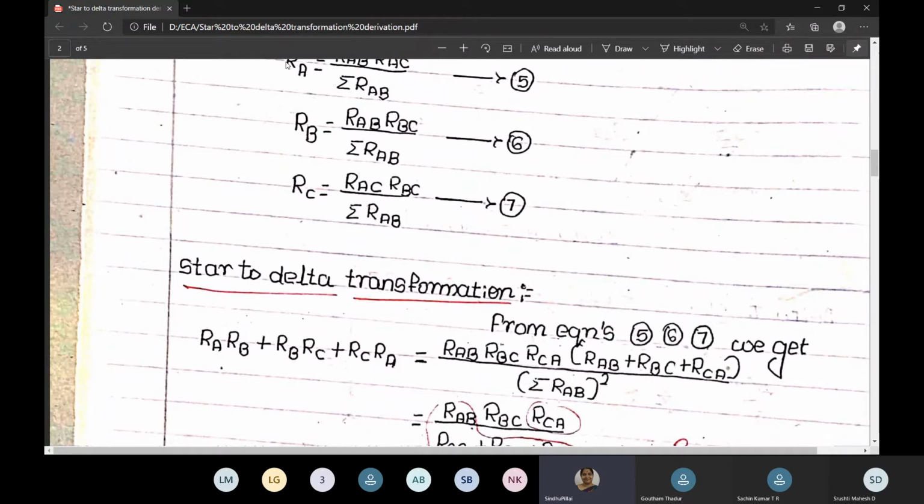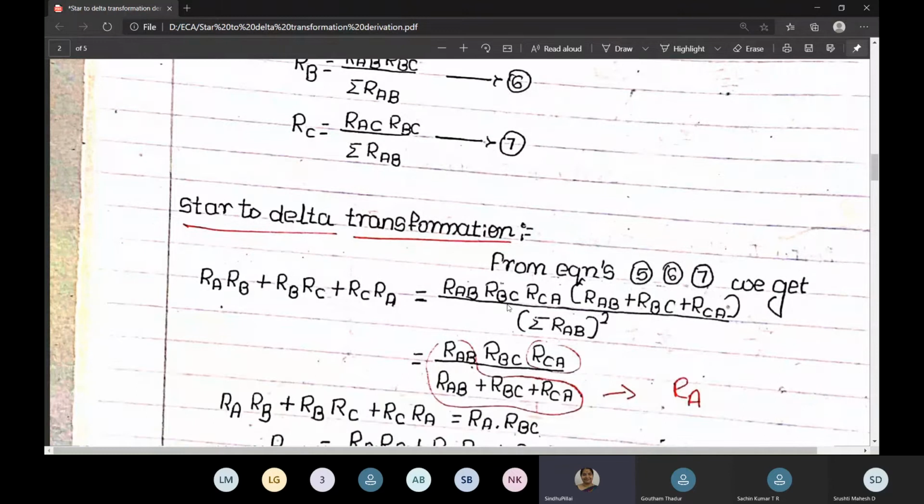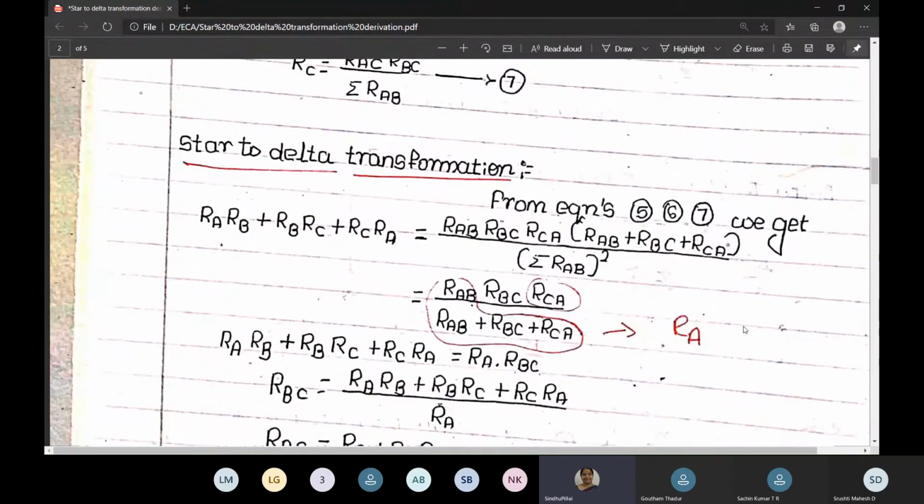Just multiply this: RA into RB plus RB into RC plus RC into RA. Multiply and add them. You will get this equation: RAB, RBC, RCA into RAB plus RBC plus RCA divided by summation square. So we have one term here, we have a square here. They will get cancelled and only the denominator will be left here. So what will be the denominator? RAB, RBC, RCA divided by the summation. In that summation, one term, that is RAB plus RBC plus RCA.